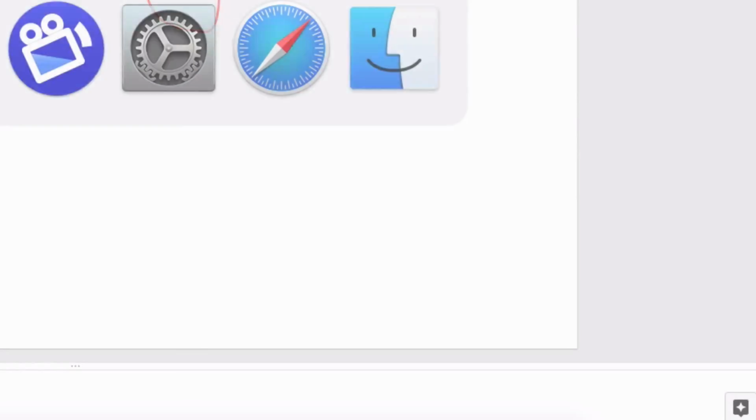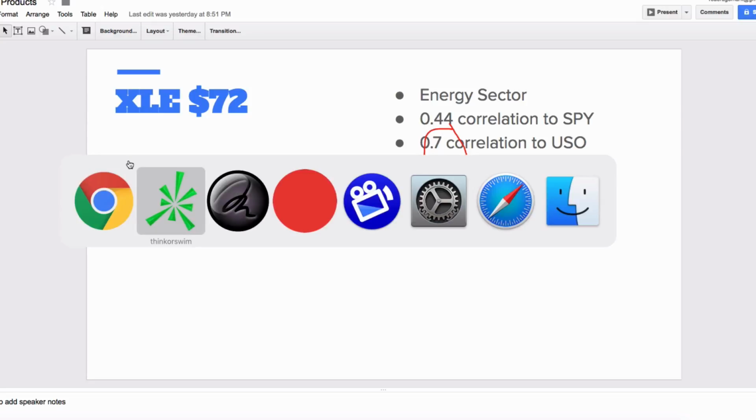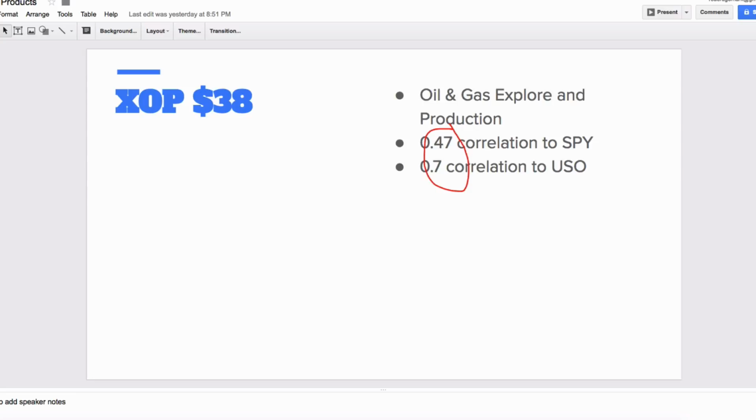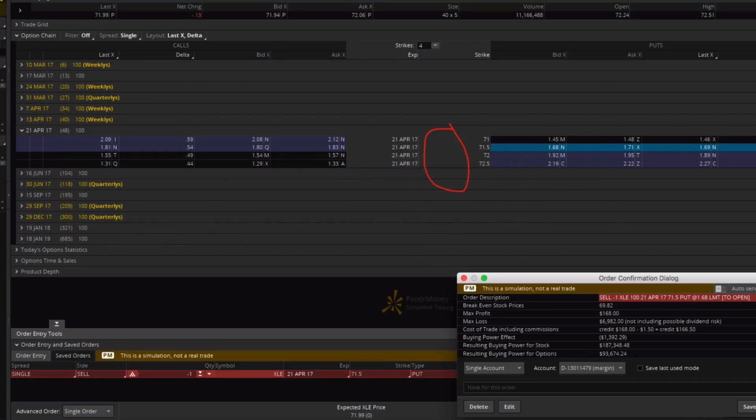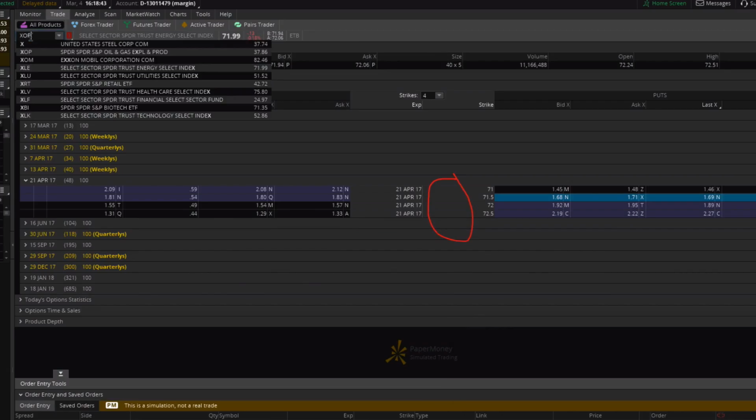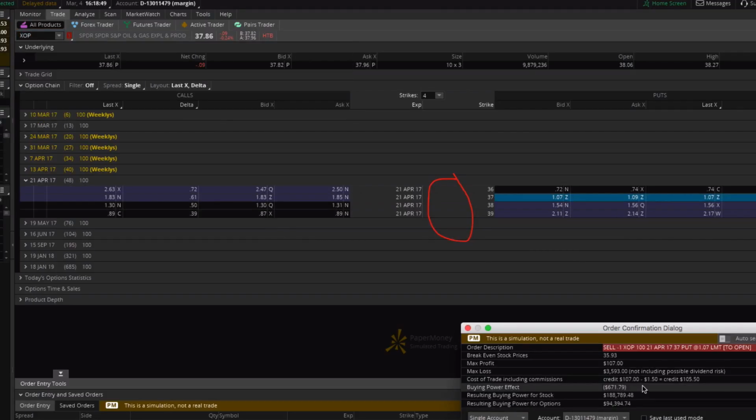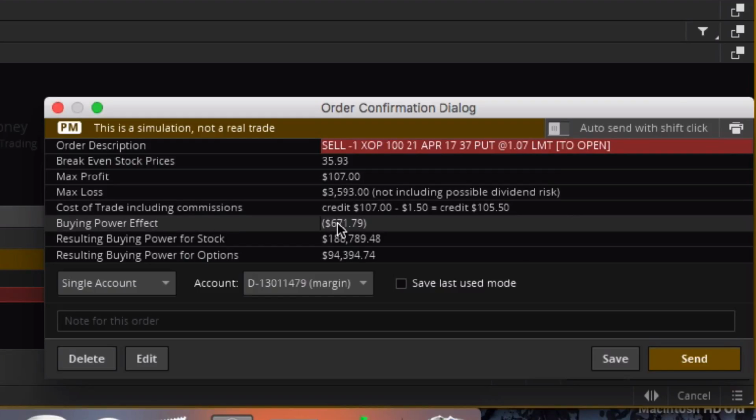Well, I know now, based upon Mark's course, Module 4, that XLE is basically a correlation of 1 to XOP. So instead of doing XLE, let's go to XOP. So I'm going to go, screw this. Let's go to XOP. And let's take a look and sell the at the money put in XOP. And here it's only holding up 600, less than half the buying power, right? So now maybe I've got a trade that's more in the sort of 1-2% of my account size, but it's the same trade. That's how powerful correlation is.